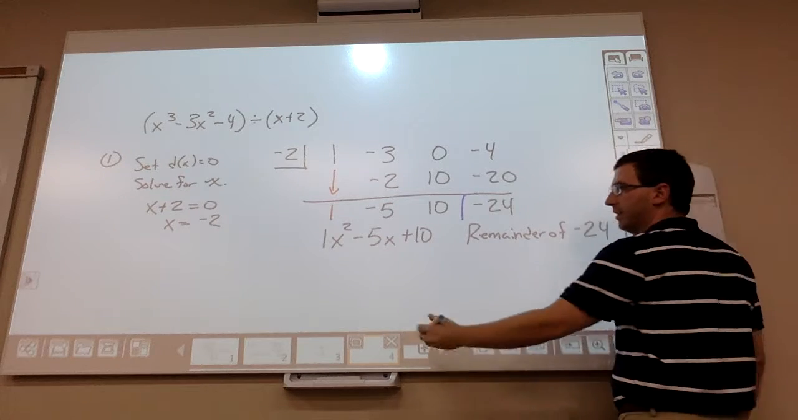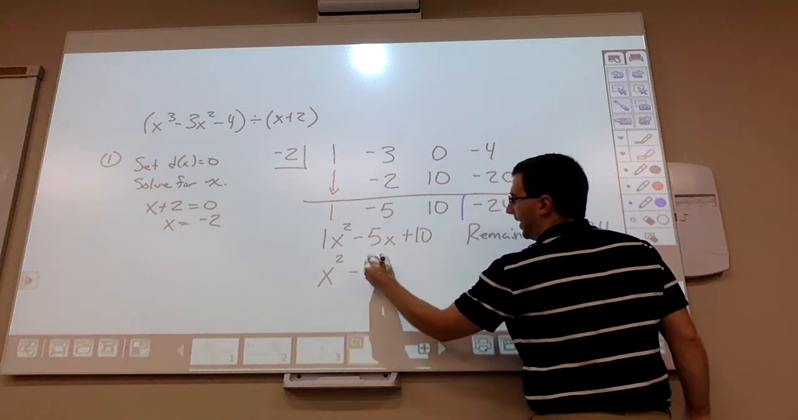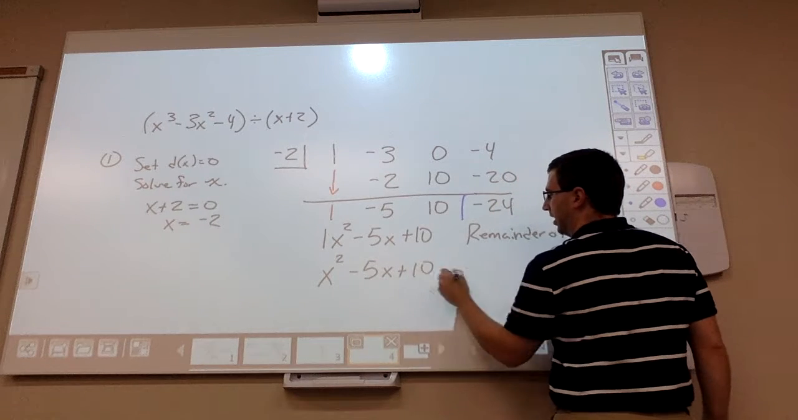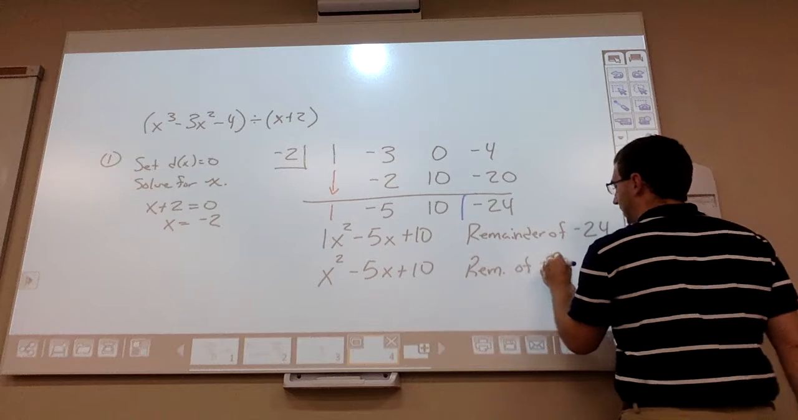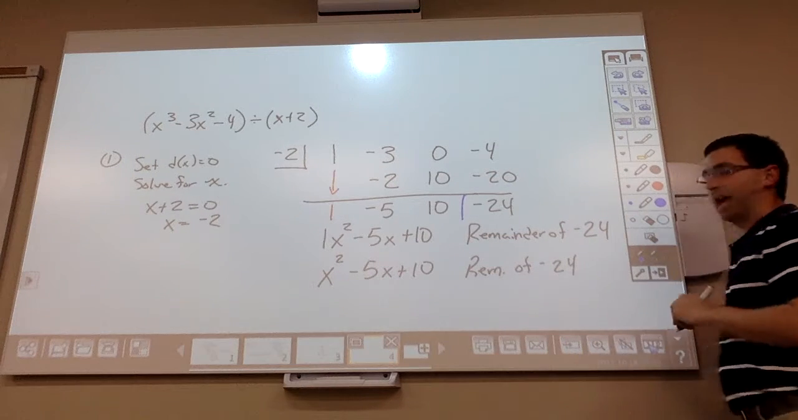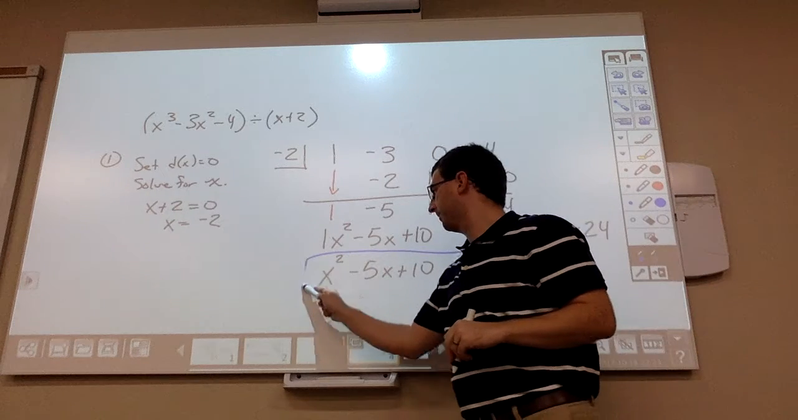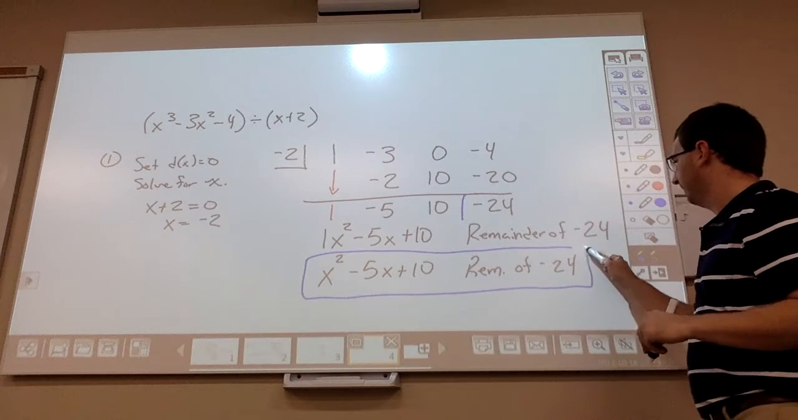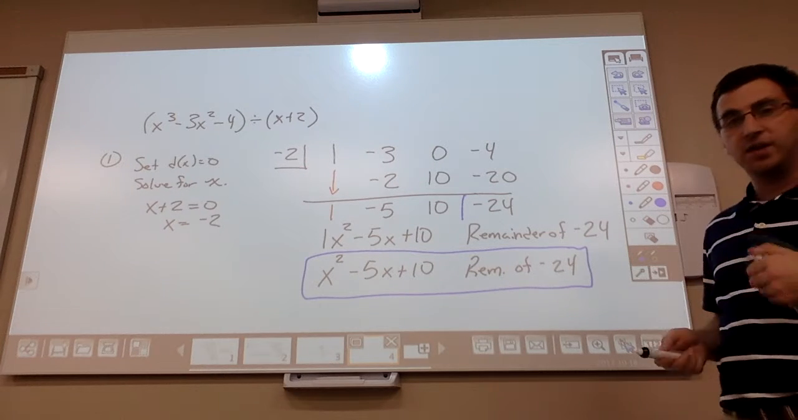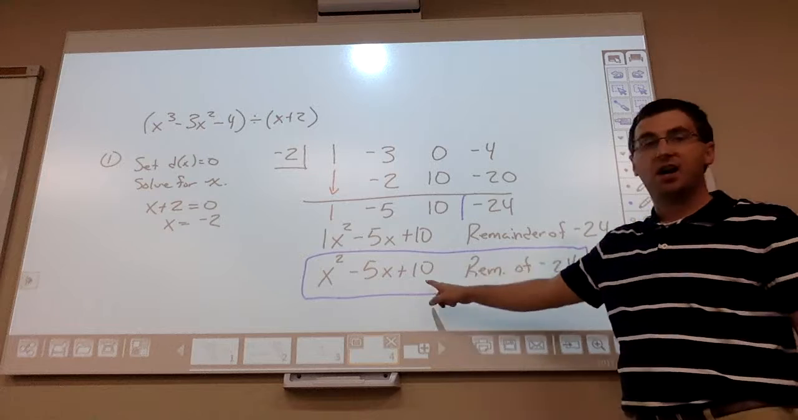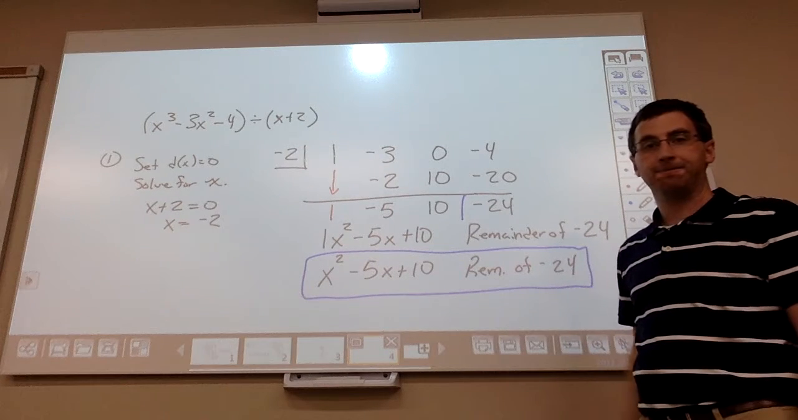Clean it up a little bit. Well, 1x squared is the same thing as x squared, minus 5x plus 10, remainder of negative 24. And that would be your answer right here. Basically, relating this back to long division, the quotient was the stuff that was on top of the house. The remainder is what you got at the very bottom, at the very end.